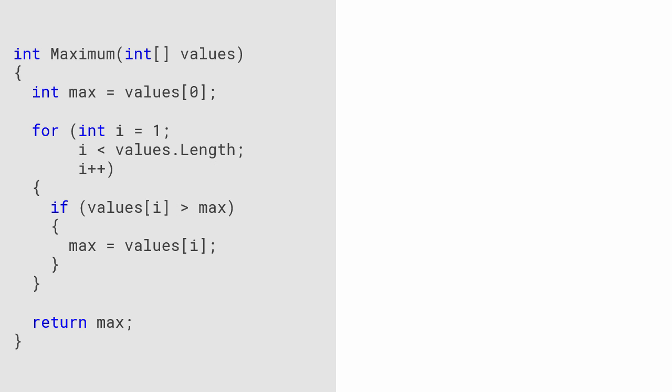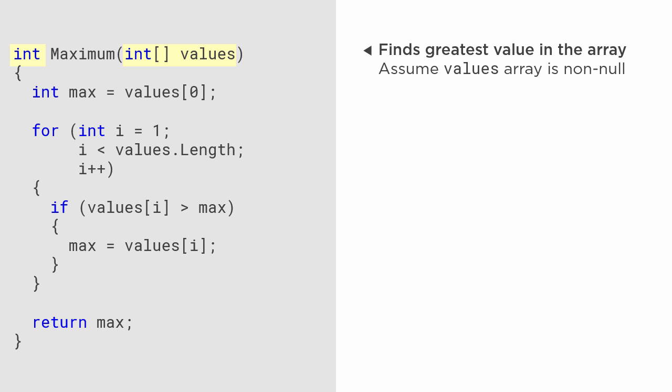This function receives an array of integers and returns the greatest value found in the array. The question here is, can we say that this function is correct? For the sake of discussion, let's assume that the array is non-null and that it contains at least one element. So is this function correct?